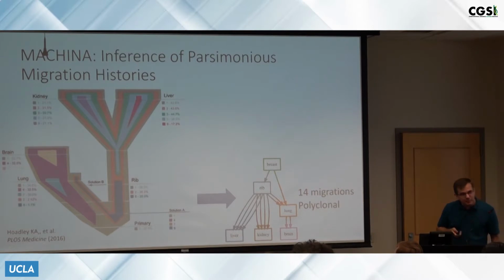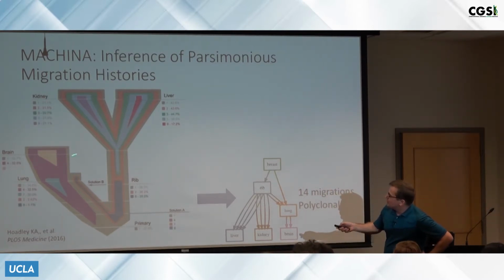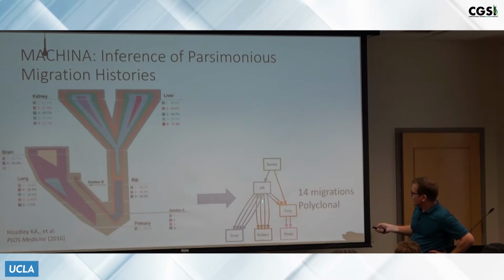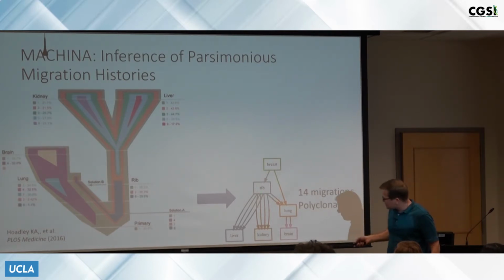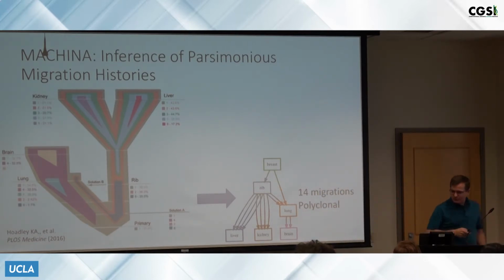So let's look at this a little bit. In the other example I showed you, this was this sort of beautifully illustrated tree with this multiclonal seeding. To show it in a more mathematical way, here's the migration graph, primary breast tumor, seeding these different sites. Look at the craziness. The lung receives cells from both the rib and the primary breast tumor. Multiple migrations between rib and kidney, et cetera. 14 migrations, polyclonal or multiclonal.